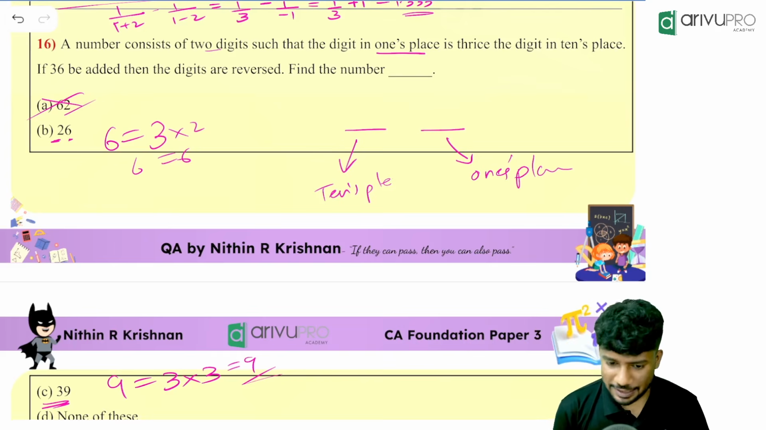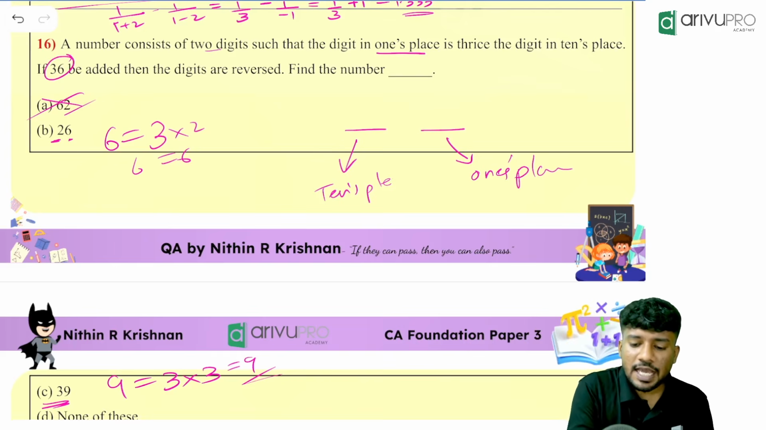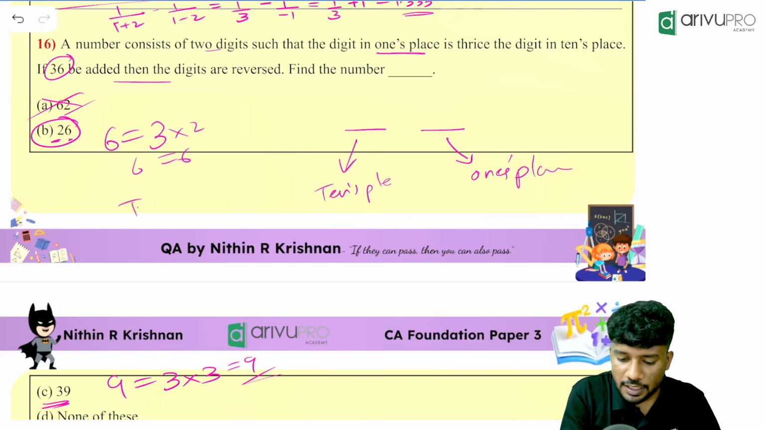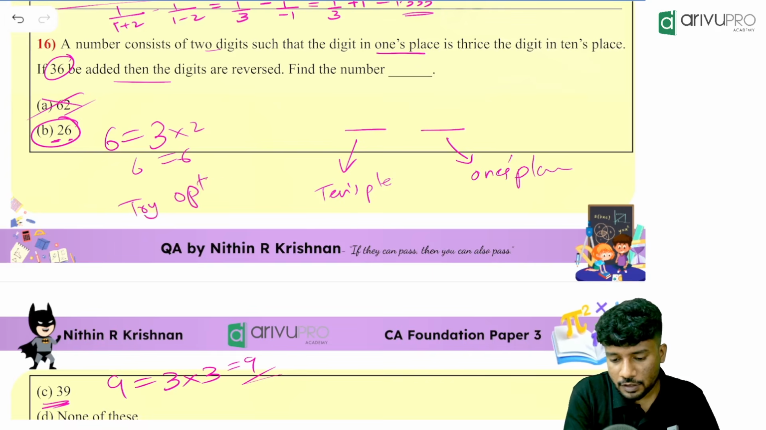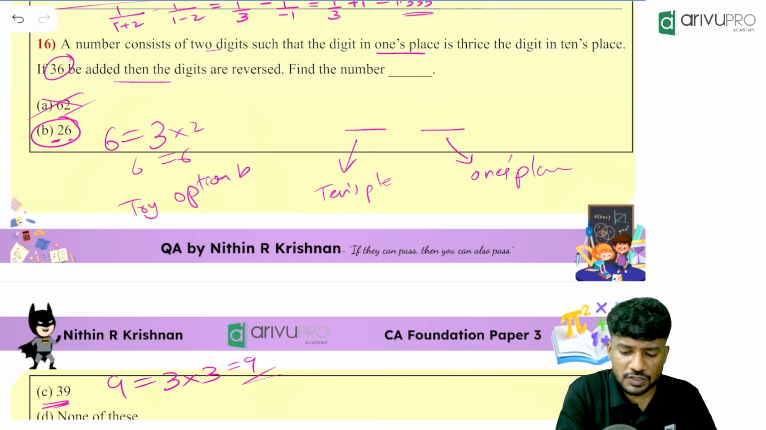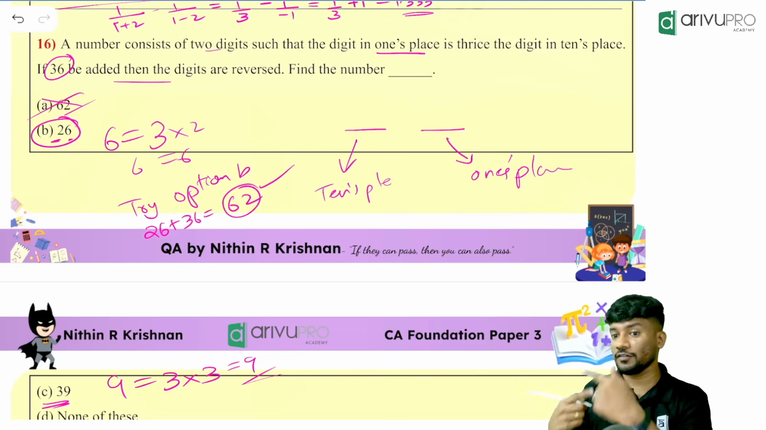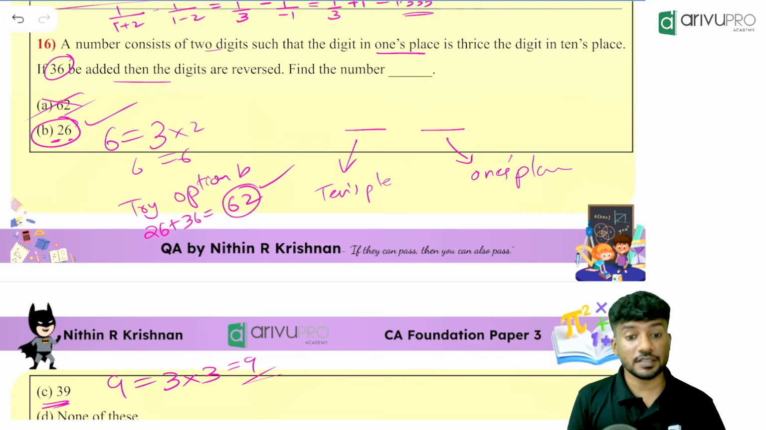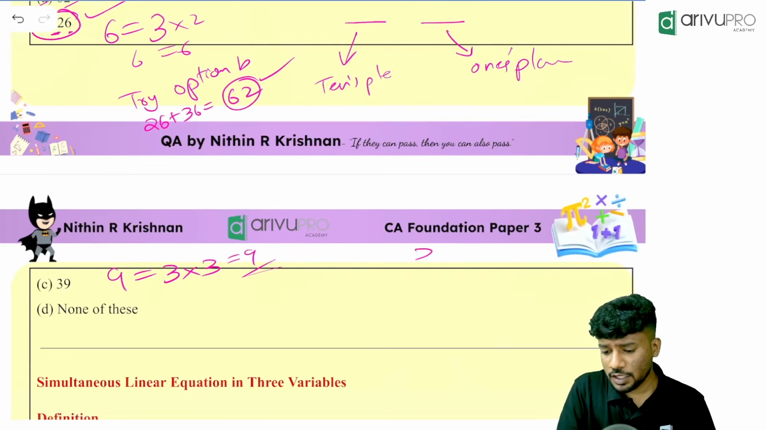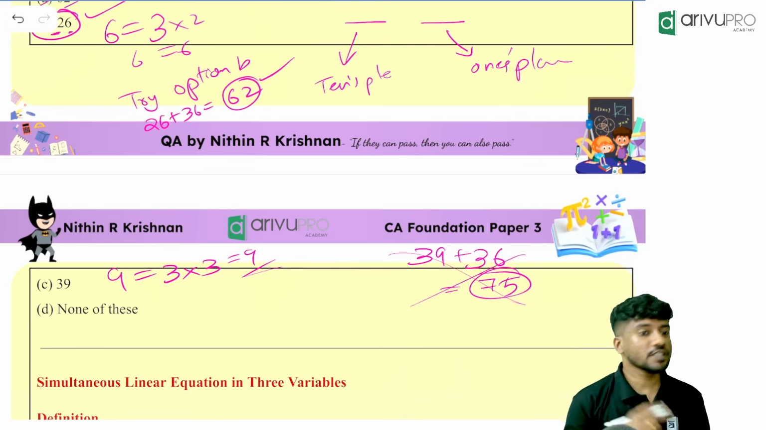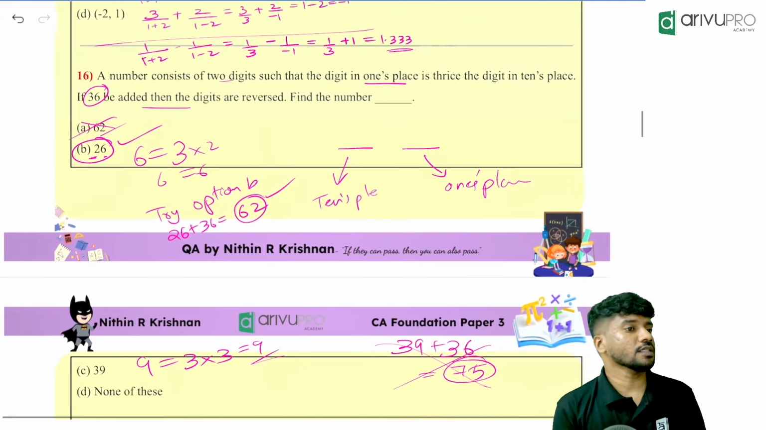Now, what are they telling then? 36 is added to the digits. The digits are reversed. Try option B. I am adding 36. 26 plus 36 is how much? 62. Are the digits reversed? Yes, digits are reversed. So which option is the answer? Option B is the answer. Check option C also. 39 plus 36 is how much? 75. Are the digits reversed? No, that is not reversed. So option B is your answer.